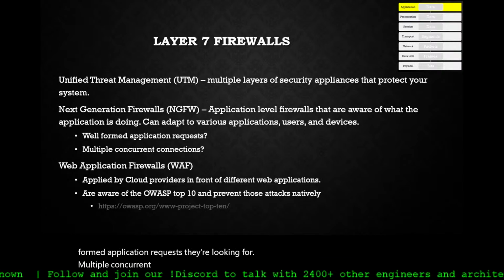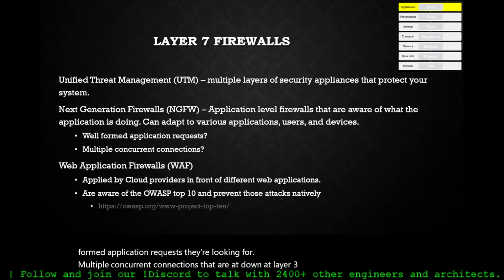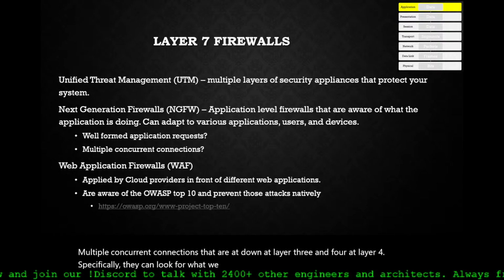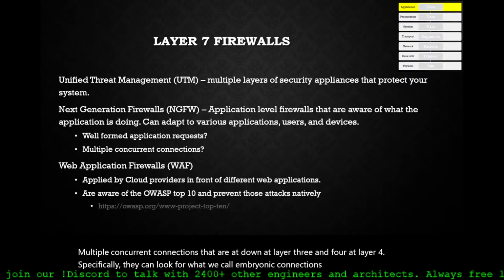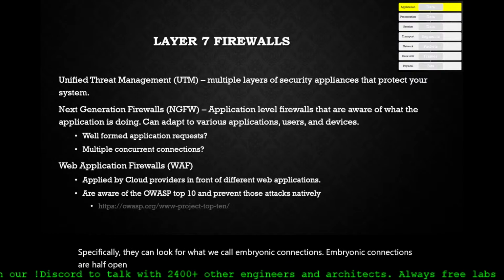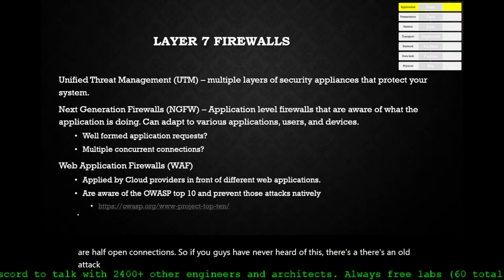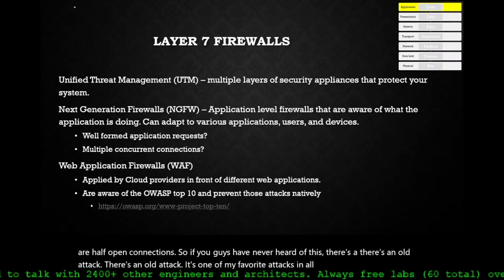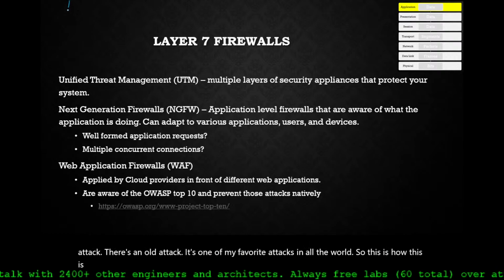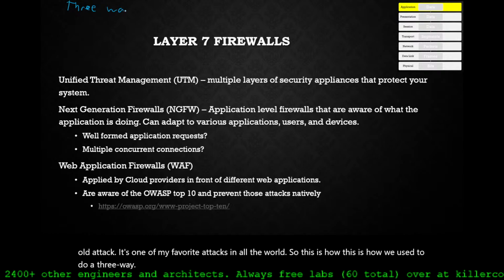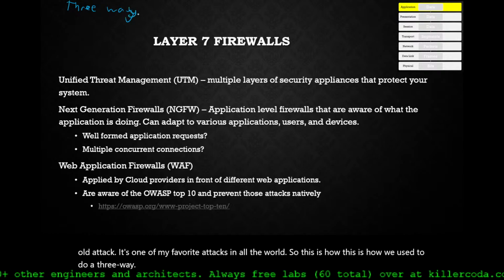Down at layer 3 and 4, at layer 4 specifically, they can look for what we call embryonic connections. Embryonic connections are half-open connections. If you guys have never heard of this, there's an old attack. It's one of my favorite attacks in all the world. So this is how we used to do a three-way handshake.